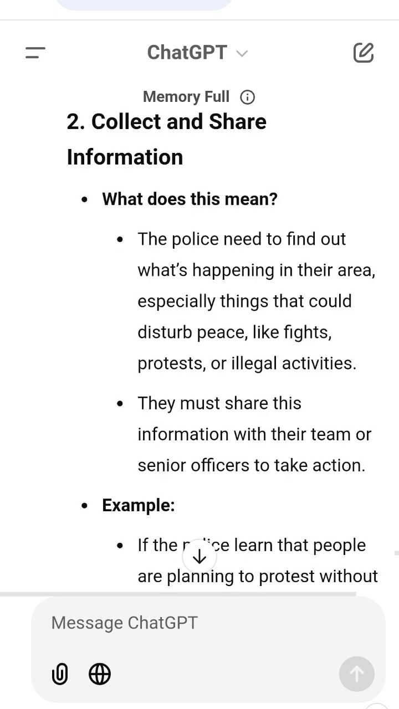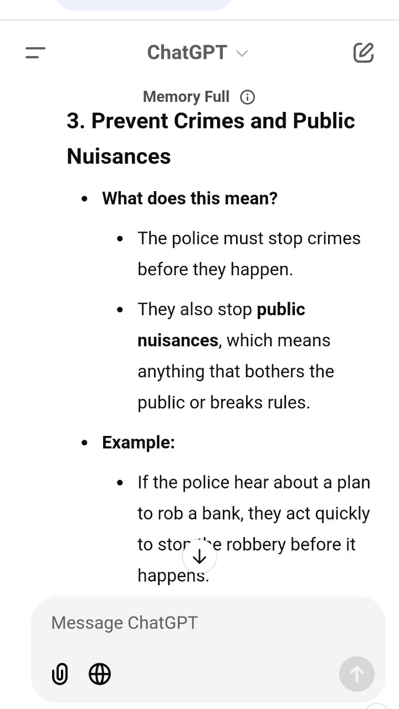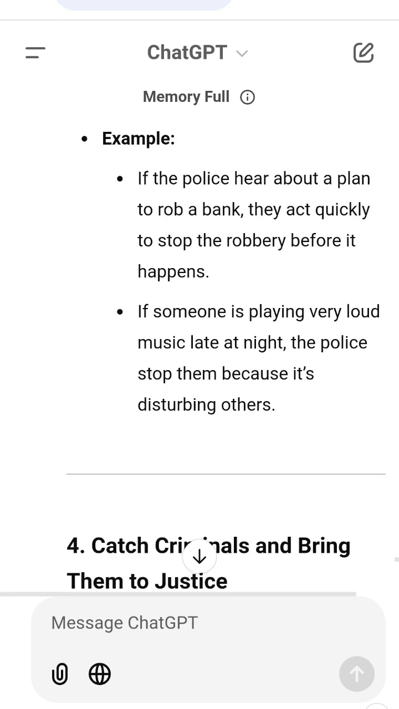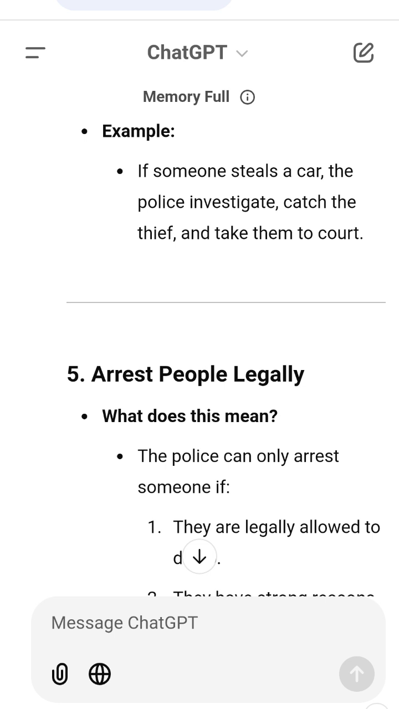What is a competent authority? A competent authority is someone with legal power, like a magistrate or a senior police officer. Why are these duties important? 1. Safety. Police duties ensure people feel safe in their homes and public places. 2. Law and order. Without police, rules wouldn't be followed and crimes would increase. 3. Peace. Preventing trouble helps society stay peaceful and organized.